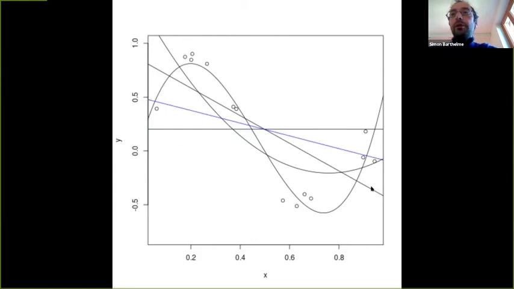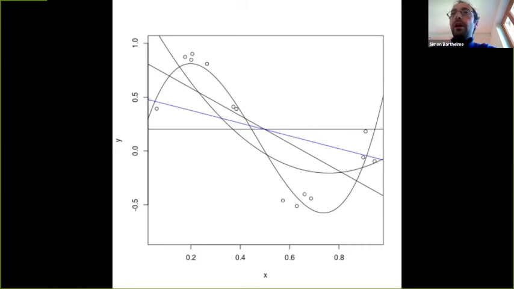So that's degree 1. Degree 2, we have a quadratic function. And then at degree 3, we have a quartic. So these are polynomial fits. Now, the blue line corresponds to a Gaussian process fit.